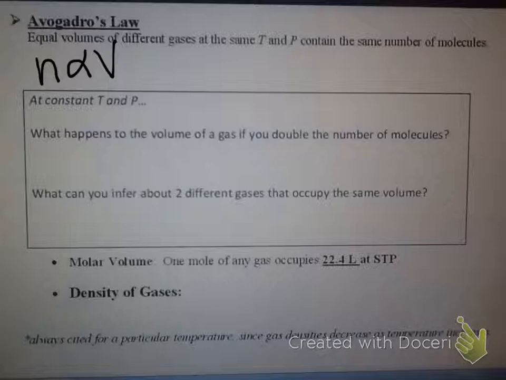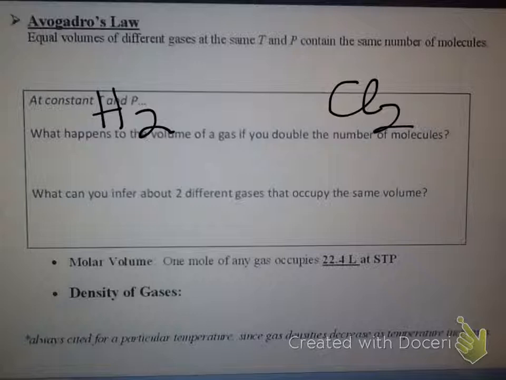Now we can draw something else from this relationship though. If you have 2 different gases, and they're at the same temperature and pressure, if they contain the same number of molecules, then they will be at equal volumes. What in the world do I mean by this? Alright, let's say I have 2 gases here. Let's say I have hydrogen gas, and I have chlorine gas. Now we know that they weigh different amounts. They have different molar masses.